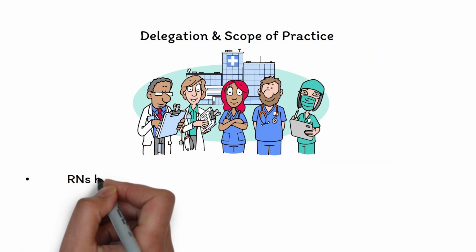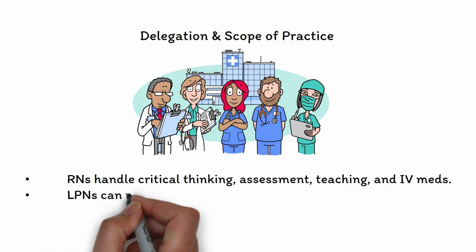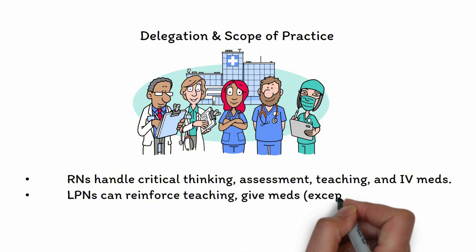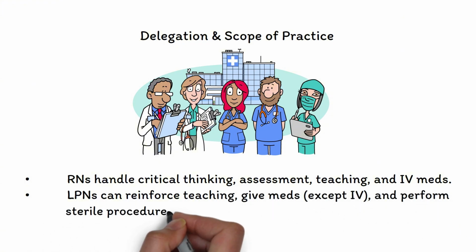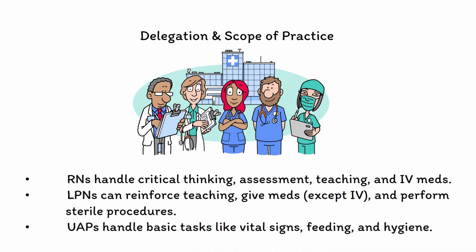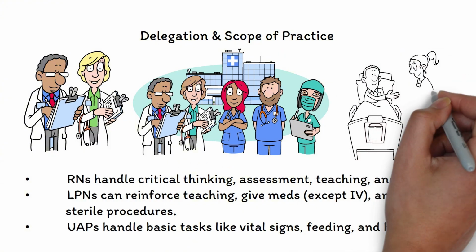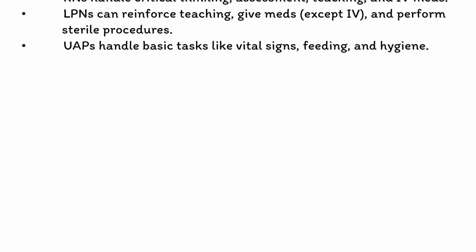NCLEX also loves to test delegation, remember. RNs handle critical thinking, assessment, teaching, and IV meds. LPNs can reinforce teaching, give meds, access IV, and perform sterile procedures. UAPs handle basic tasks like vital signs, feeding, and hygiene. Example, an RN delegating vital signs to a UAP but keeping assessments for themselves.